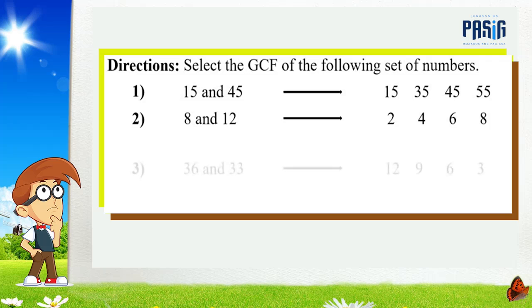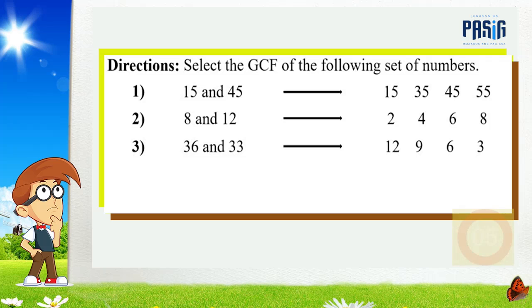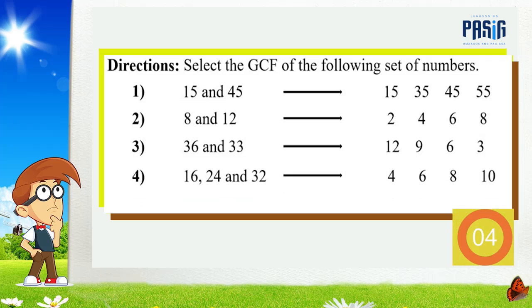Next, number 3, 36 and 33. Which is the GCF? Is it 12, 9, 6, or 3? Timer starts now. Time's up and the GCF is 3. Number 4, 16, 24, and 32. Which is the GCF? 4, 6, 8, or 10? Time is up and the correct answer is 8.